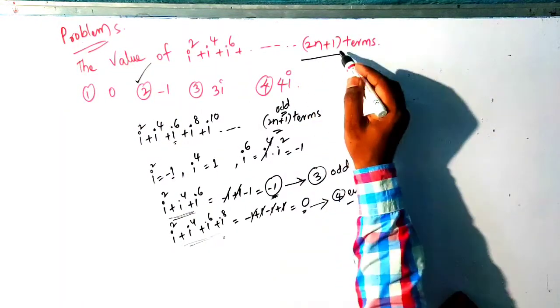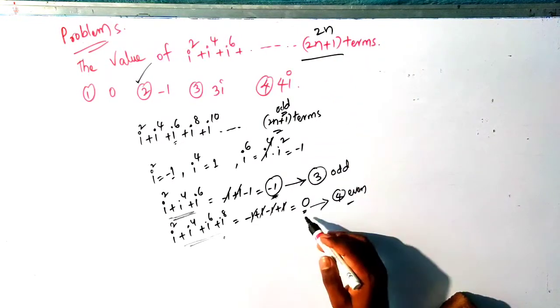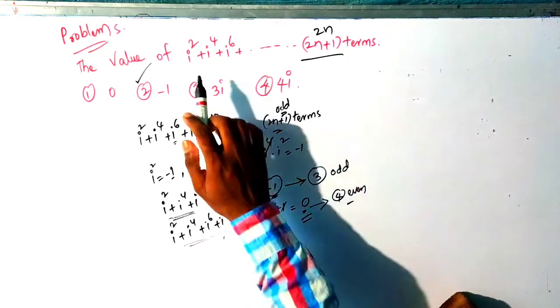Suppose here even terms are given, that is 2n terms. Then what is the answer here? The first option is the right answer. Clear? So two questions are included. This one only given one question.